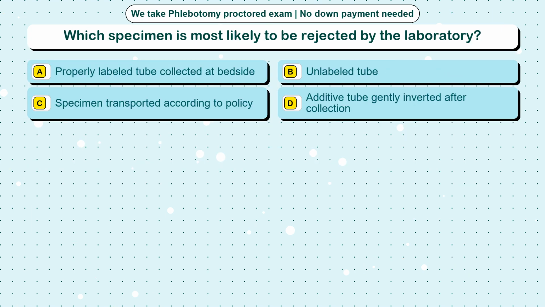Question 40. Which specimen is most likely to be rejected by the laboratory? Option A. Properly labeled tube collected at bedside. Option B. Unlabeled tube. Option C. Specimen transported according to policy. Option D. Additive tube gently inverted after collection.